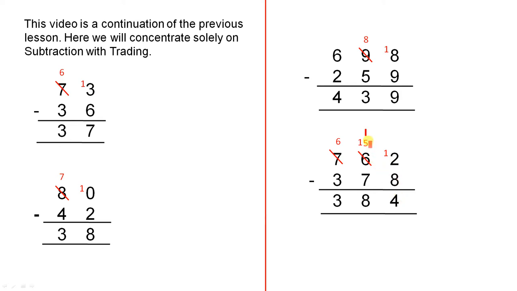Now you remember that was a 5. 5 take away 7 we cannot do. So this 7 becomes a 6, and we trade. So we have a 1 here now, so that's now 15 tens. So 15 take away 7 gives you 8. And 6 take away 3 gives you 3. Quick check, 4 plus 8 is 12, 8 plus 7 is 15, and 3 plus 3 is 6.